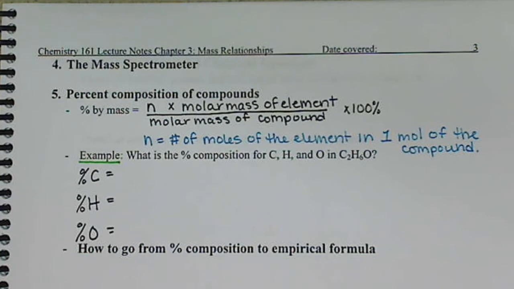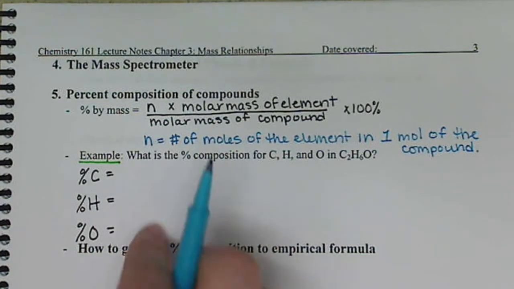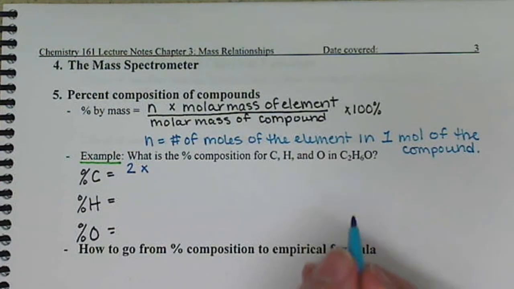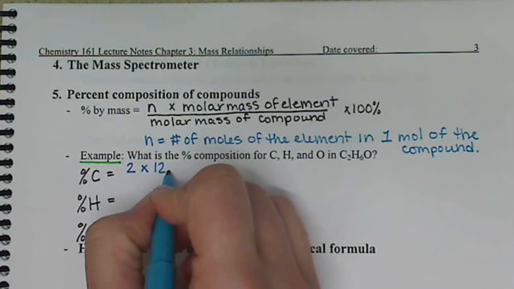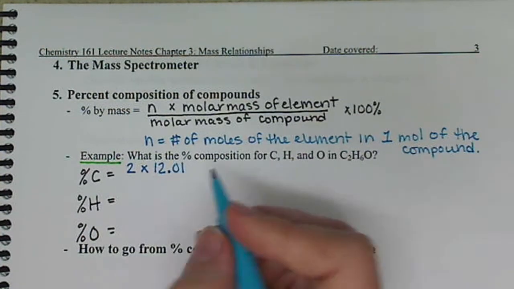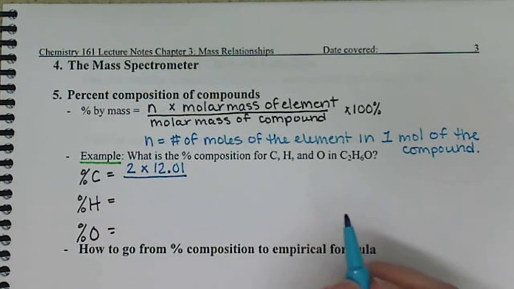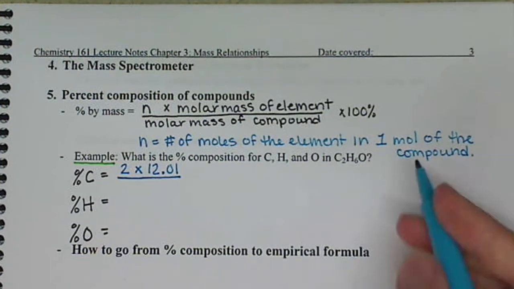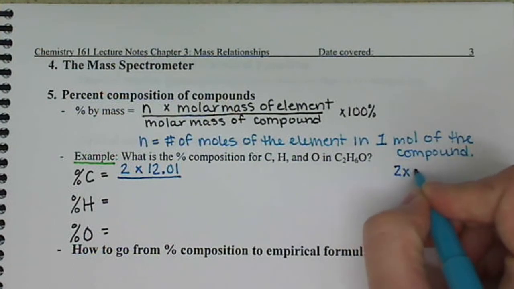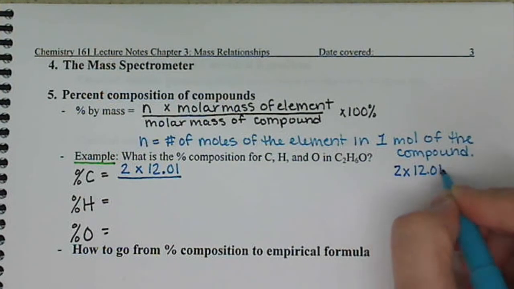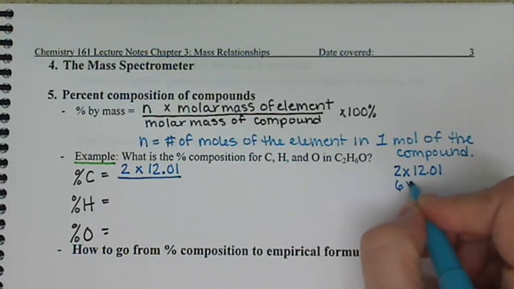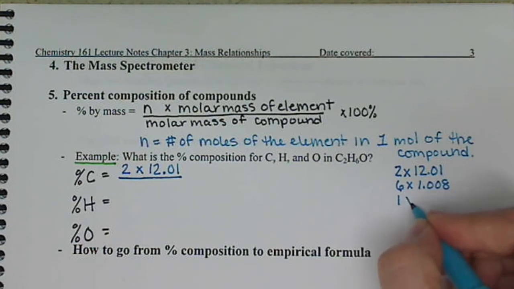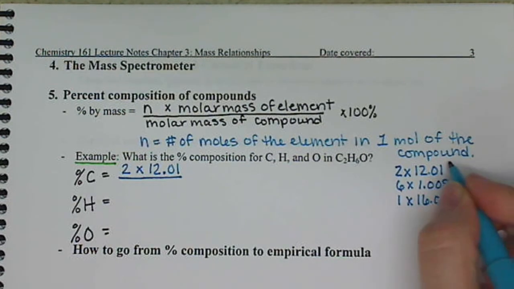So for our carbon, I'll do these in 2 colors so we can distinguish between these lines. Carbon, we have 2 of them, so our N value is 2. Molar mass of carbon is 12.01 grams per mole. Divide by the molar mass of our compound, and to determine that, we have 2 times carbon, which is 12.01. We have 6 times hydrogen, which is 1.008, and we only have 1 oxygen at 16.00.